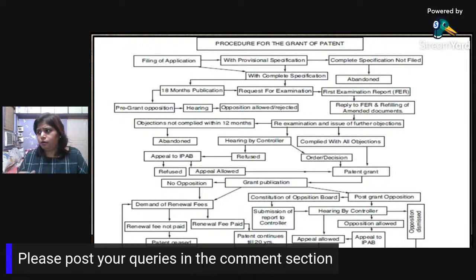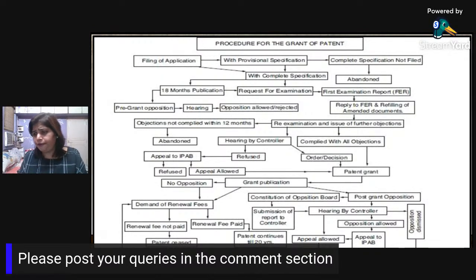Sometimes it's not that you will not be granted a patent, but you may have to cut down a few claims of yours which were very broad, taking in a lot of aspects. So you will have to shorten your claims and then refile it. Once you have refiled, the examination will be done again, with a hearing by the controller, and then finally orders can come.